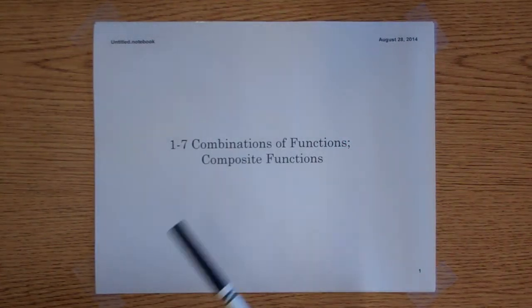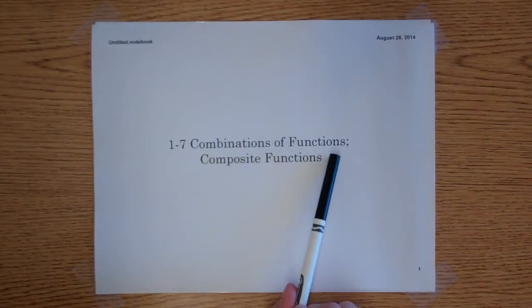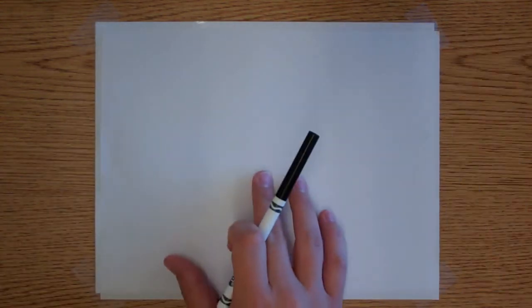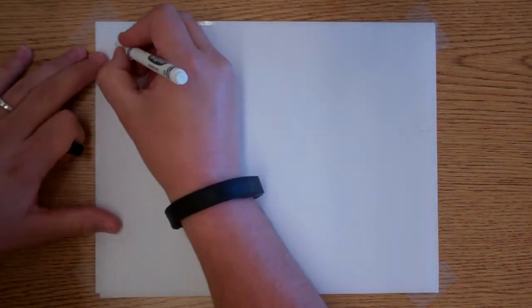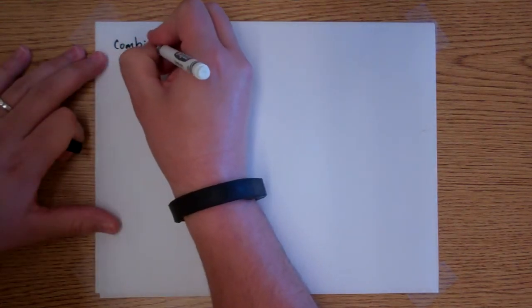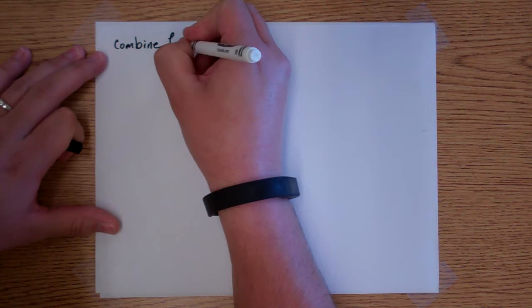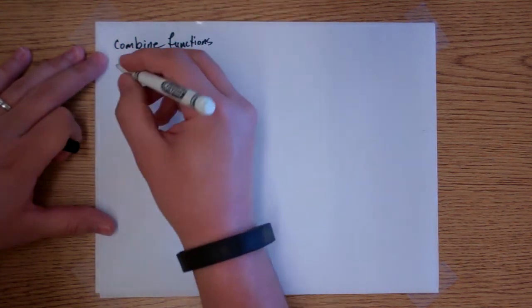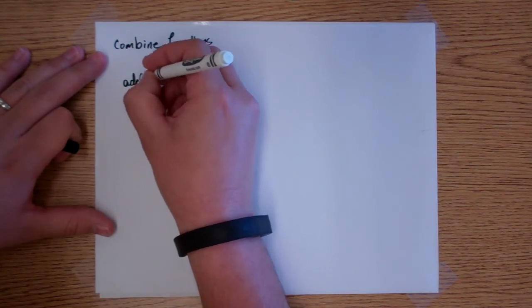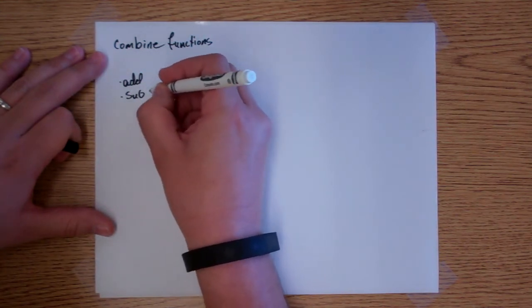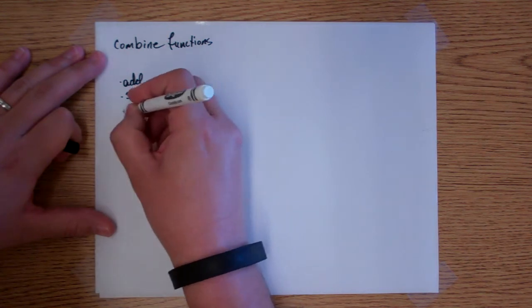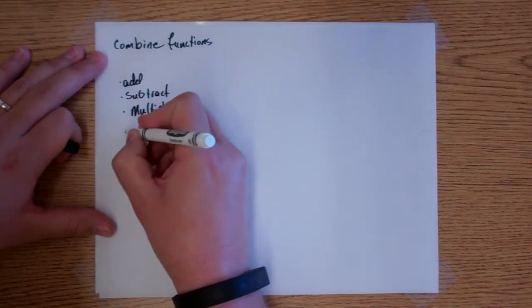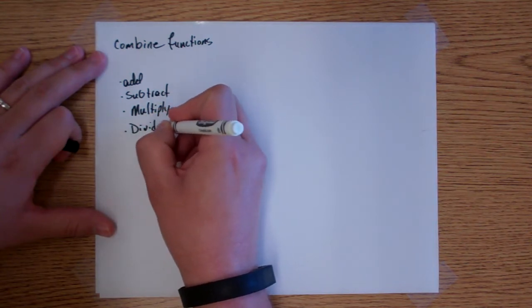All right, in this video, we're going to go over combinations of functions and composite functions. Now, there's four ways you can combine functions. You can add them together, you can subtract them, you can multiply them, and you can divide them.